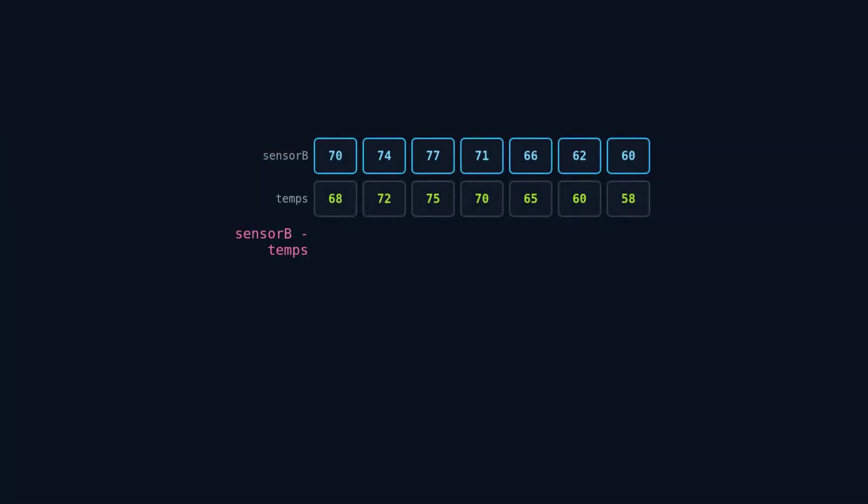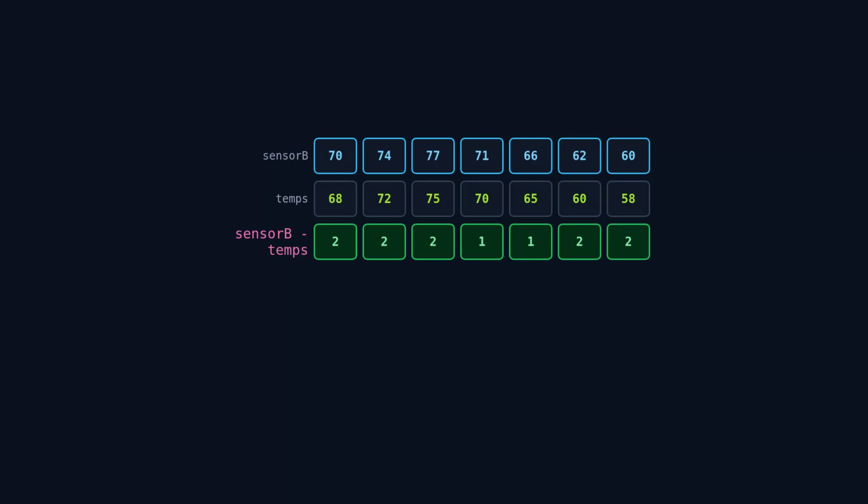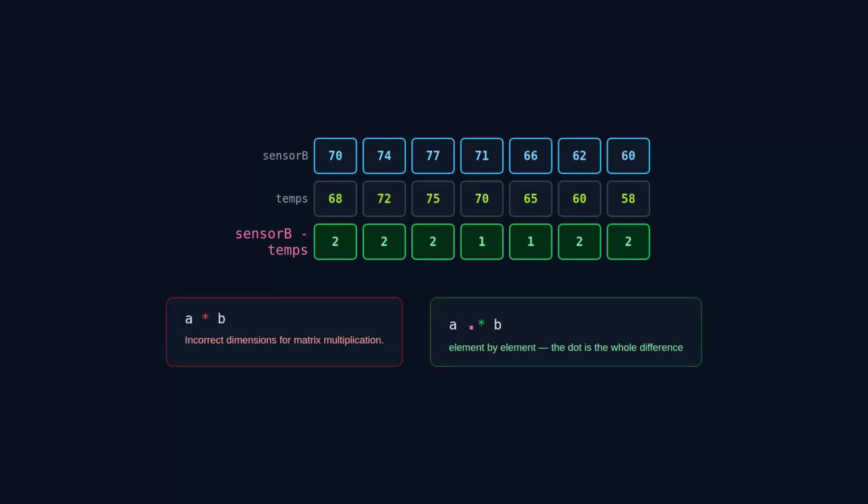You can also combine 2 vectors of the same length, element by element. Sensorb minus temps gives the day-by-day difference, 7 subtractions in one line. But to multiply 2 vectors element by element, you must write dot star, not plain star. Plain star means matrix multiplication, and it will throw a dimension error. When you mean element by element, type the dot.